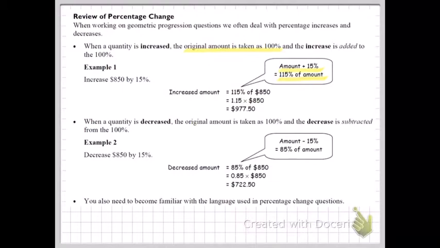Similarly, for decreasing a quantity, the original amount is taken as 100%, and then we subtract the decrease. So in example 2, to decrease $850 by 15%, it's the amount minus 15%, which equals 85% of the amount. Once again, we change that to a decimal and write it as 0.85 multiplied by 850 will give us the answer.